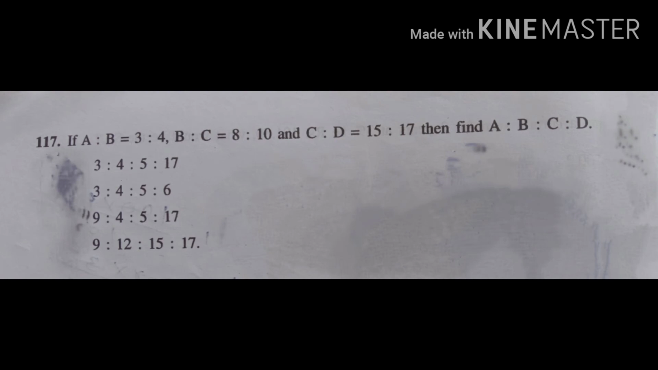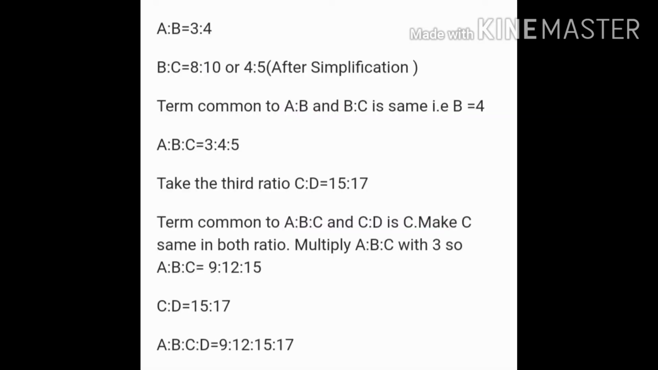Question number 17. If A:B is equal to 3:4, B:C is equal to 8:10, C:D is equal to 15:17, then find A:B:C:D. Options: 3:4:5:17, 3:4:5:6, 9:4:5:17, 9:12:15:17. After simplification, the term common to A:B and B:C is B, which is equal to 4. So A:B:C is equal to 3:4:5.